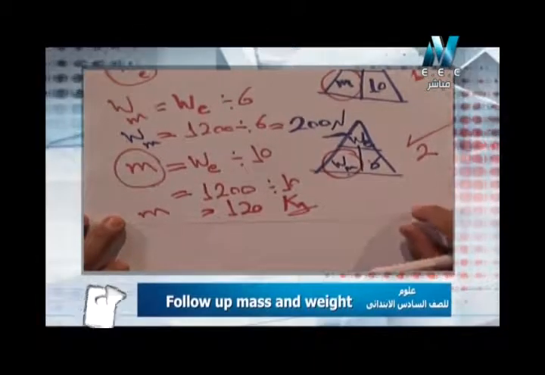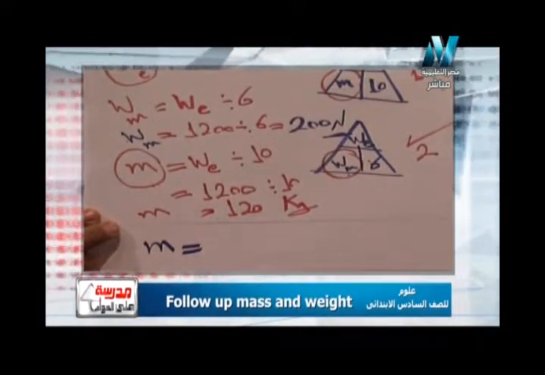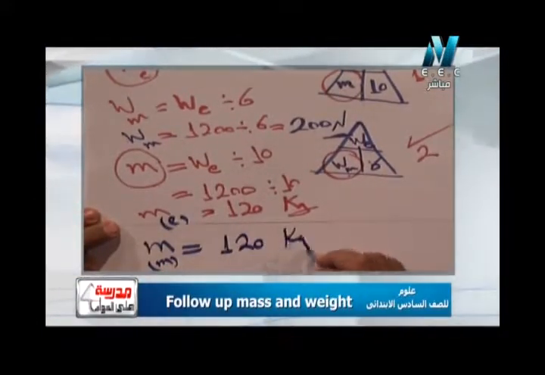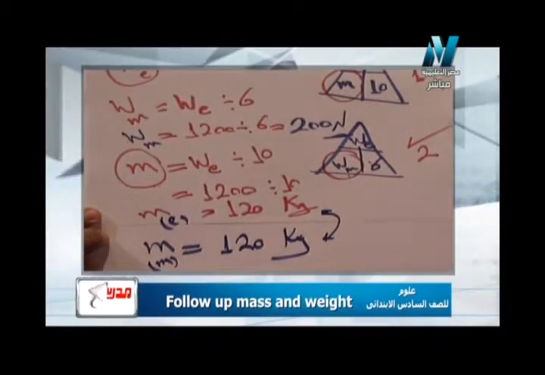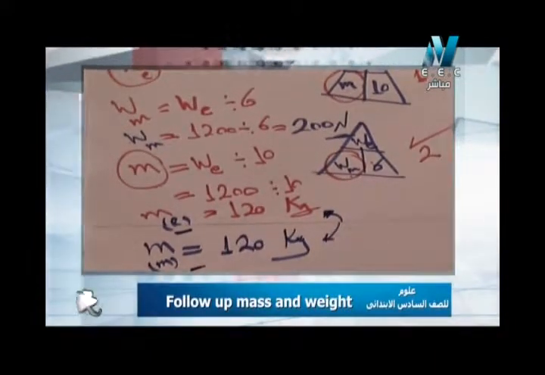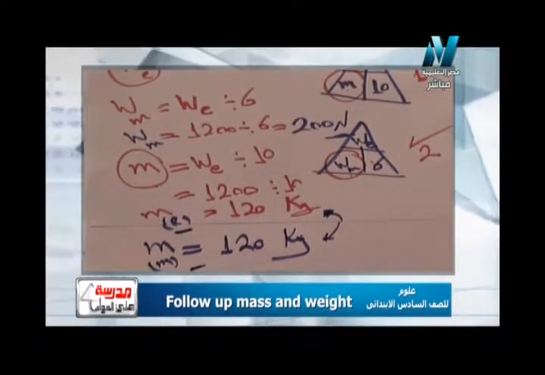Yes, I can hear some people raising their voices, saying no, we don't use any law, because mass doesn't change. So the mass on the moon equals the mass on the earth, which is 120 kilogram. Again, mass doesn't change. The mass is the same value on the earth and on the moon. So again, problems of mass and weight are very easy if you use the suitable law or suitable triangle for solving the problem. So let's practice another problem.